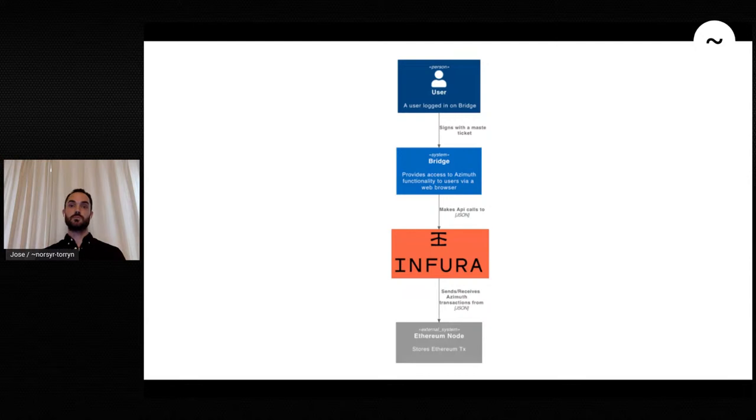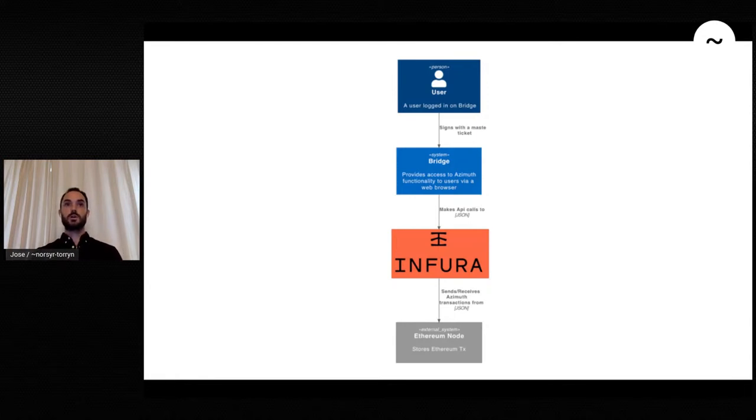Every time you are on Bridge and you want to spawn a planet, change your keys, set your spawn proxy, and so on, Bridge under the hood is just constructing an HTTP request and sending that to the Infura node that's connected to an Ethereum node, to submit it to the blockchain and include it in the next block.